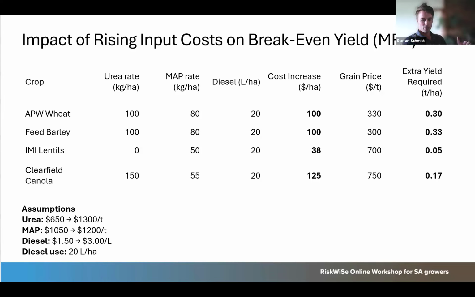So main takeaway from this is that the cost of production has increased quite a bit, and our ability to reliably grow more yield hasn't. So we just need to be careful with how we manage risk this year.